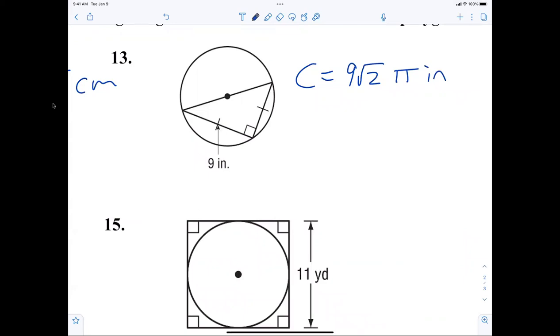Everybody's agreeing with that? Come on now, I know some of you aren't. All right. What kind of triangle is this? Yeah, 45, 45, 90. So the hypotenuse is just the leg times radical 2. So everybody should be able to look at that and say, well, that's just 9 radical 2. Everybody's good with that? Anybody?